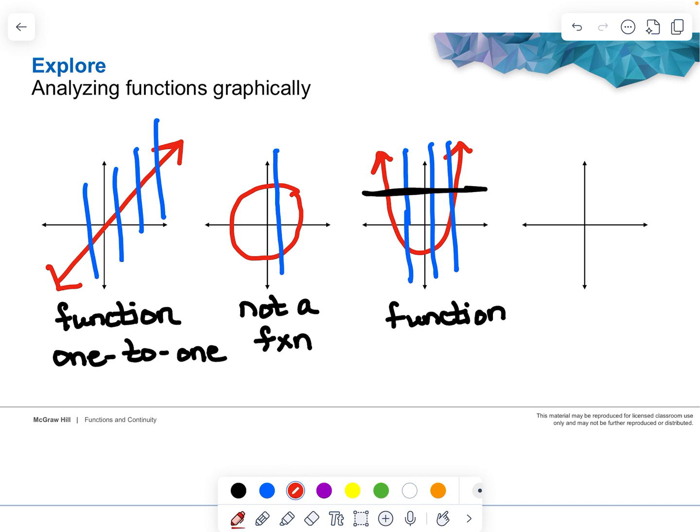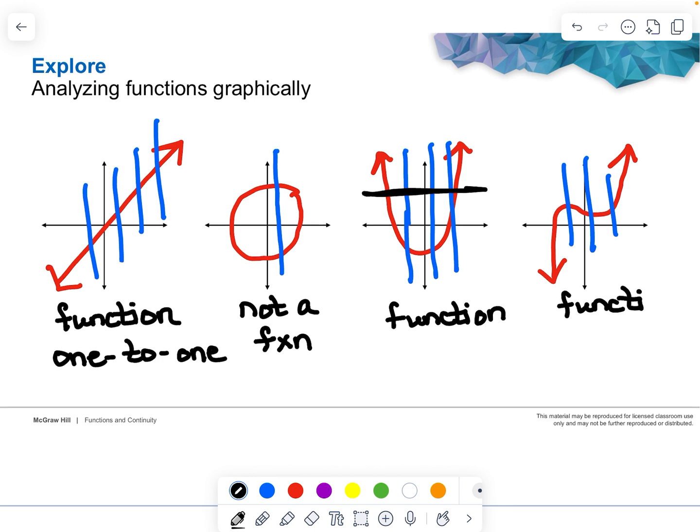And finally, that graph, is that a function? Doesn't look like it's going to touch more than once, so that is a function. Is it one-to-one? Looks to me like if I draw about right there a horizontal line, it's not going to pass the horizontal line test, so it is not one-to-one.